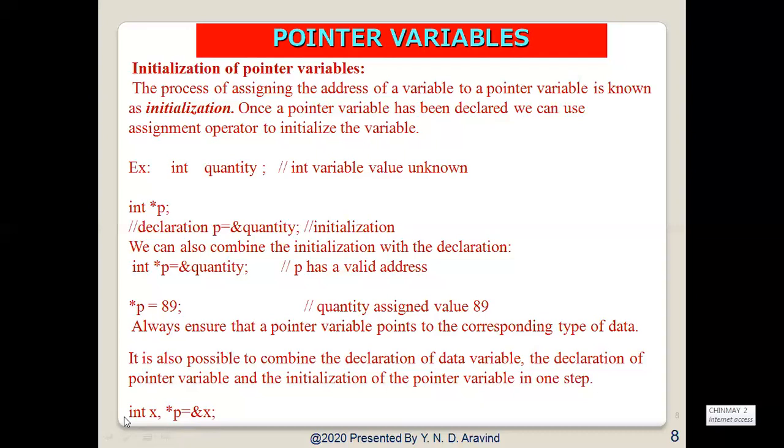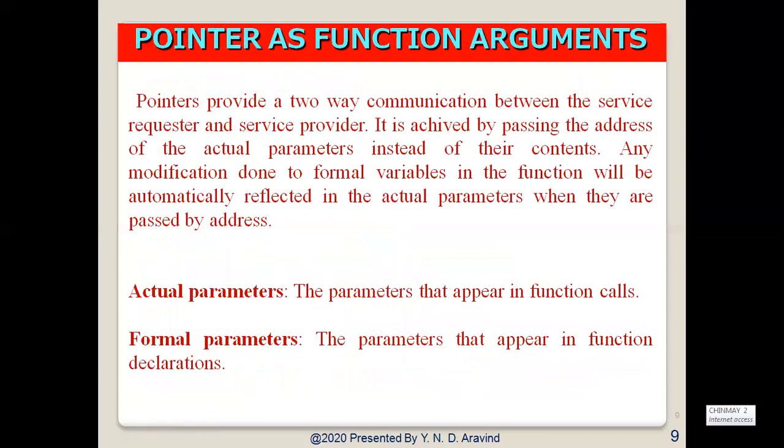So this is how I can assign values to the pointer variables and values to the variables. Now let us see pointers as functional arguments, that is call by address or call by reference. Pointers provide a two-way communication between the service request and service provider. It is achieved by passing the address of the actual parameters instead of their content. Any modification done to the formal variables in the function will be automatically reflected in the actual parameters when they are passed by the address.